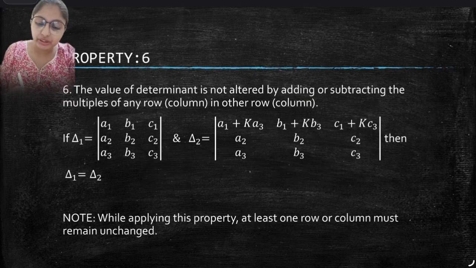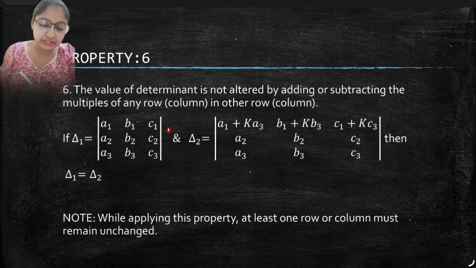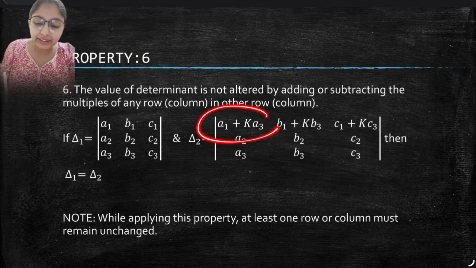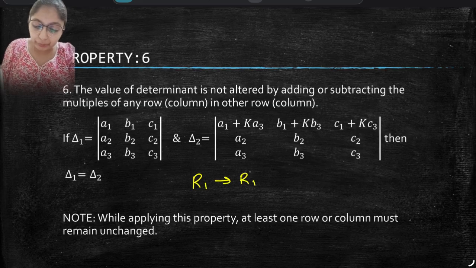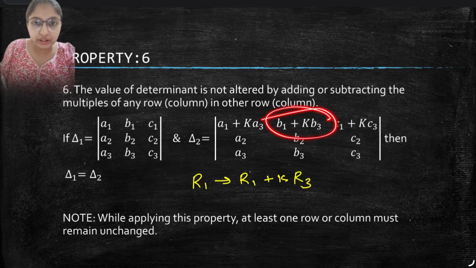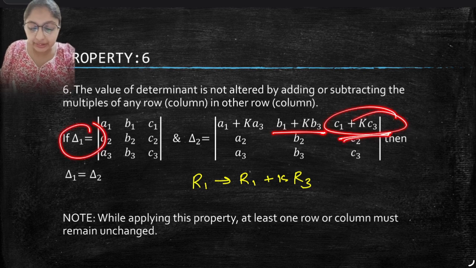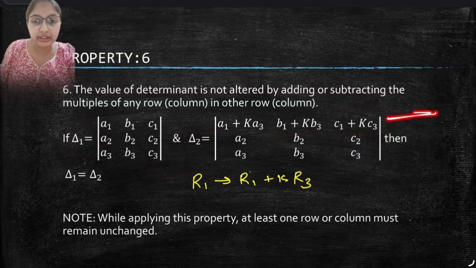Property 6 says the value of the determinant is not altered by adding or subtracting multiples of any row or column to another row or column. Suppose we have this determinant delta 1, and in delta 2 I am doing a1 plus k times a3. It means in r1 we are making the change: r1 is changed to r1 plus k times r3. So each element changes: b1 plus k times b3, c1 plus k times c3. Here delta 1 and delta 2 will have the same value, even though we have changed row 1 in delta 2.